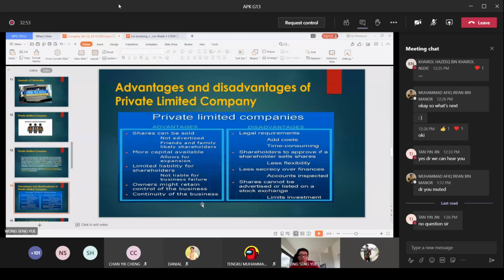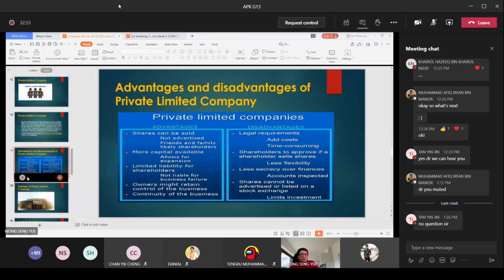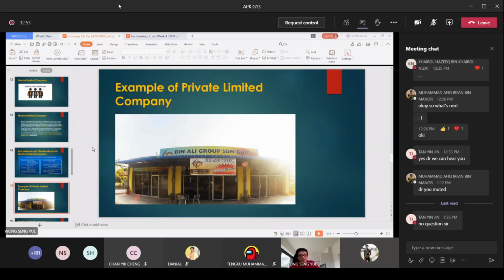This kind of business entity can get more capital, and it has limited liability. Even when they have terminated their business, if they have any outstanding amount with a supplier, the supplier can only sue the company. But there are some disadvantages: they need to go through a very complicated process compared with the proprietorship or the partnership, and they also cannot be advertised and listed on the stock exchange, or Bursa Saham. For example, ABC Sendirian Berhad. This will be an example.